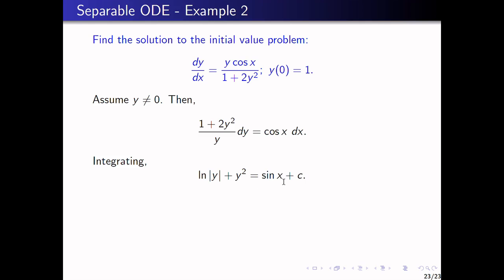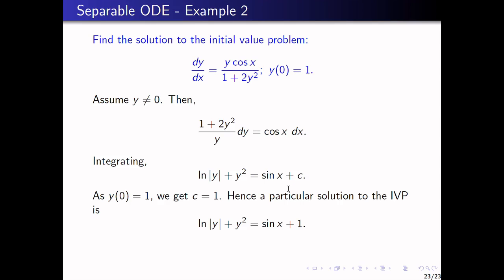So put x is equal to 0. So sin 0 is 0. y is equal to 1, so y square is 1. Log of 1 is 0. So you have 1 is equal to 0 plus c. So c is equal to 1. So when you substitute c is equal to 1 in this expression, we get log mod y plus y square is equal to sin x plus 1. So this is the solution of the initial value problem.